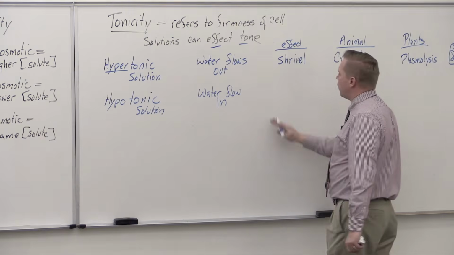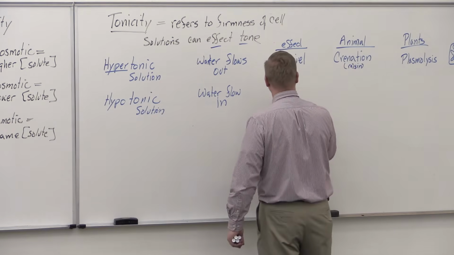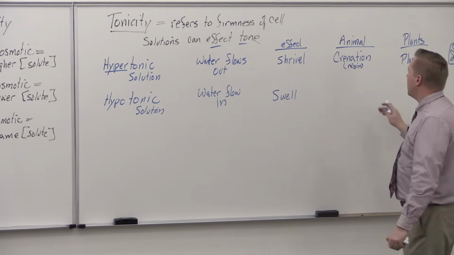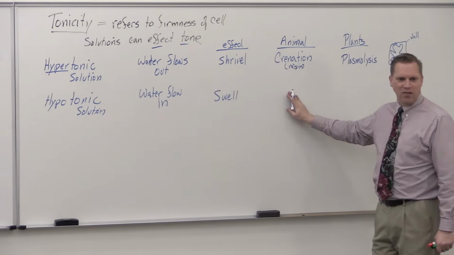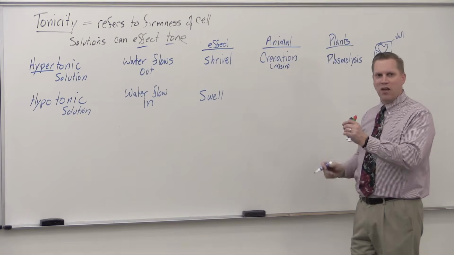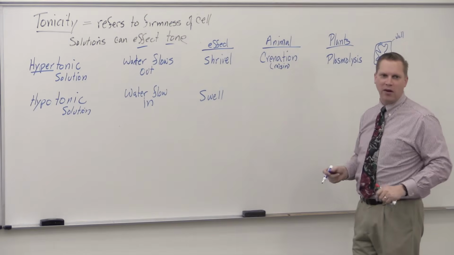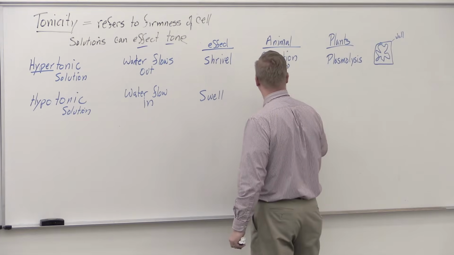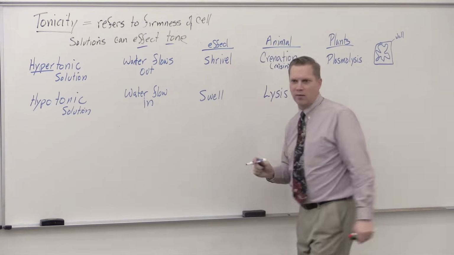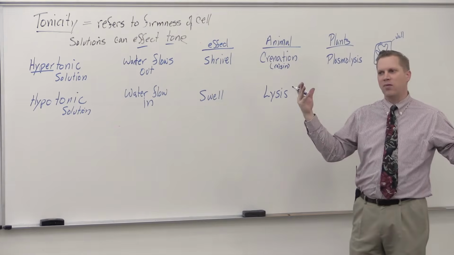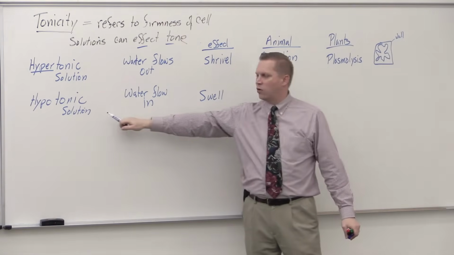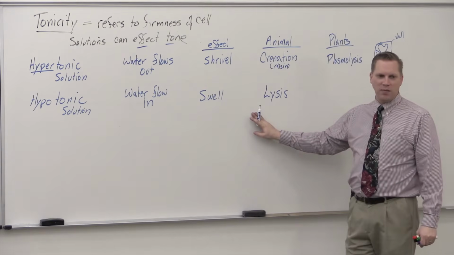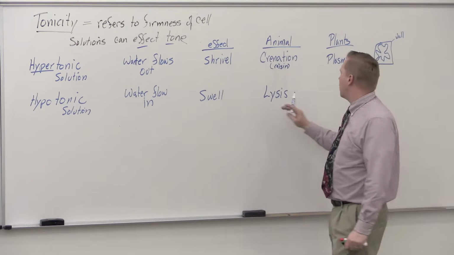Now, instead of shriveling, that cell is going to swell or become bigger. Animal cells don't have a cell wall, so as water moves in, just like forcing too much air into a balloon, it leads to a condition called lysis, which means the cell eventually pops. So hypotonic solutions are not good for animal cells. It causes them to pop and lyse.